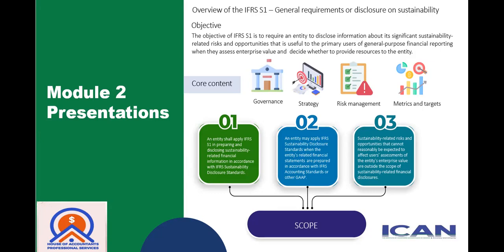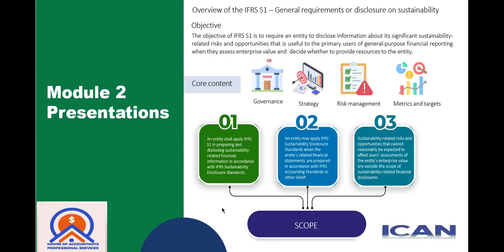An entity may apply IFRS Sustainability Disclosure Standards when the entity's related financial statements are prepared in accordance with IFRS, that is the accounting standard, or other GAAP, maybe Nigerian GAAP or US GAAP or whatever. As long as you are preparing your financial statements in accordance with IAS 1, you must obey the reporting standard, which is this IFRS S1 that we are talking about. Then sustainability-related risks and opportunities that cannot reasonably be expected to affect users' assessments of the entity's enterprise value are outside the scope of sustainability-related financial disclosures.